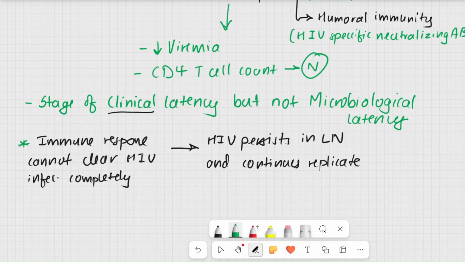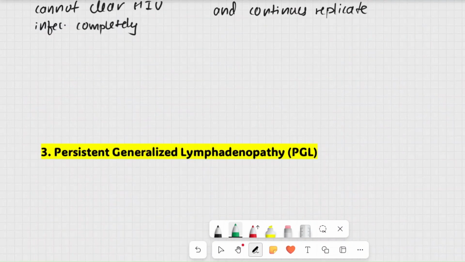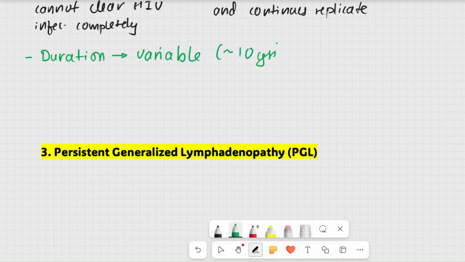Okay, one more point, what is the duration of this second stage, guys? The duration of this phase is variable. The duration of the clinical latency or asymptomatic stage is variable. On an average it stays till about 10 years, or you can say that the range is from a few months to 30 years. Few months to 30 years is the range of this stage, guys.